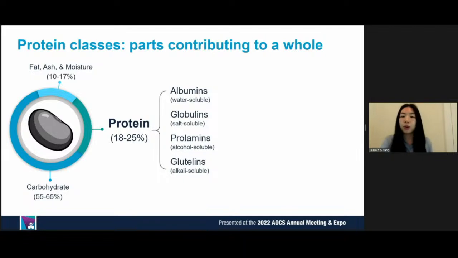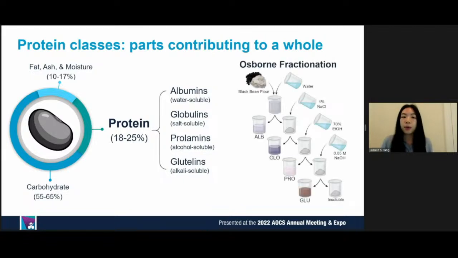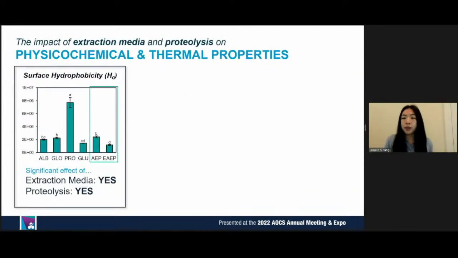This being the major goal of our work, we fractionated the proteins with the Osborne fractionation method, which is essentially a sequential extraction of proteins using water, salt solution, ethanol, and alkaline media. Our results from fractionation showed that a majority of the bean proteins are water-soluble albumins, followed by globulins and glutelins, and prolamins made up less than 1% of the total protein in beans. We then assessed key physical, chemical, and thermal properties of each Osborne fraction, AEP and EAEP extract.